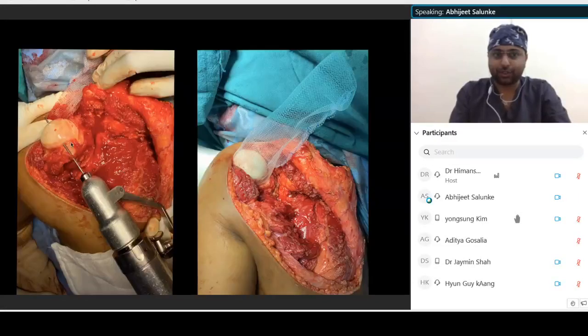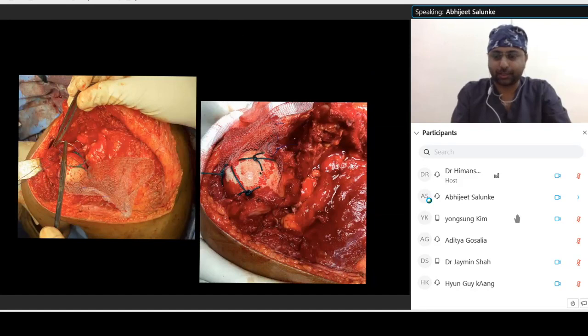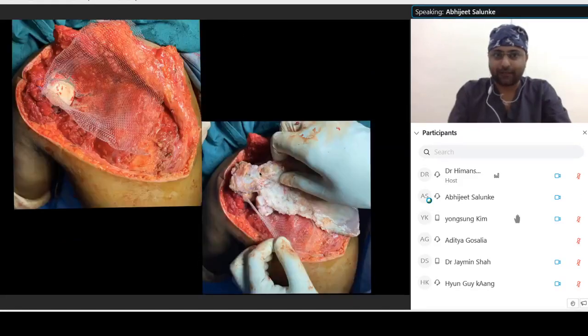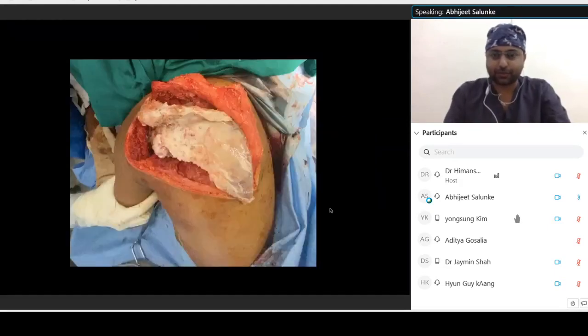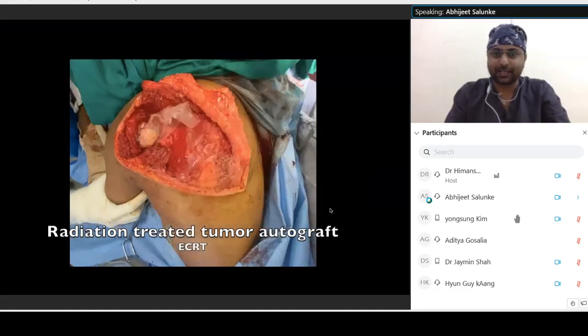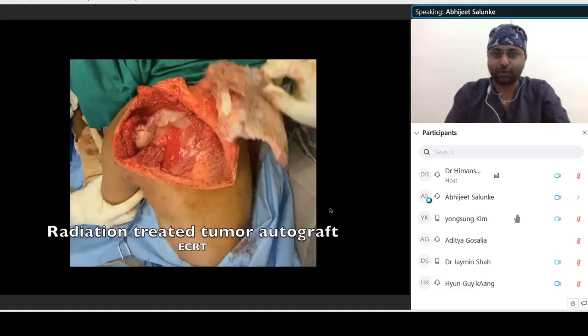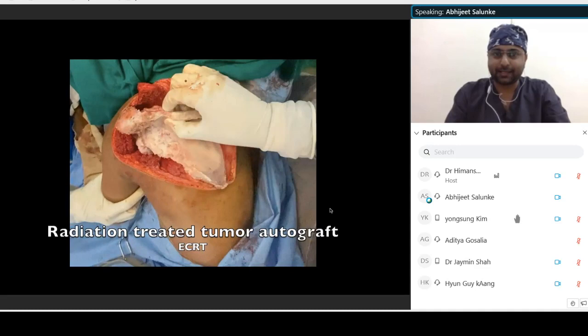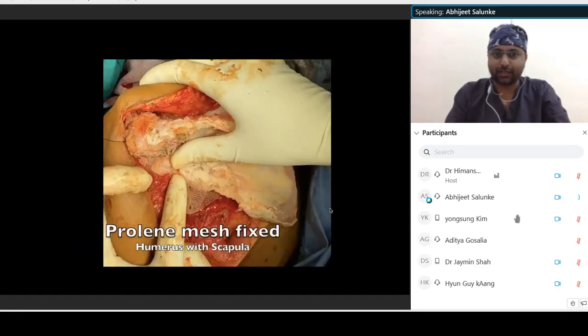And we make multiple holes into the humerus, attach the sleeve here, and open the stitches here after preparing it. So we use Ethibond suture here and fix this mesh, and the scapula is put inside here. So these are the key steps for how it was placed here. So this is the ECRT-treated scapula, autograft bone. We'll put it inside the mesh and suture it.